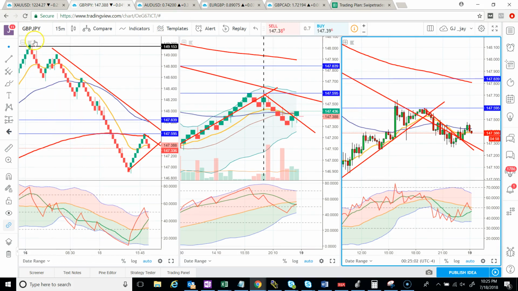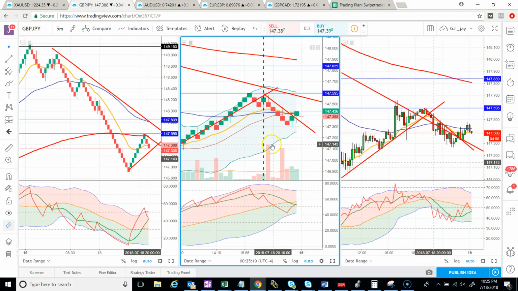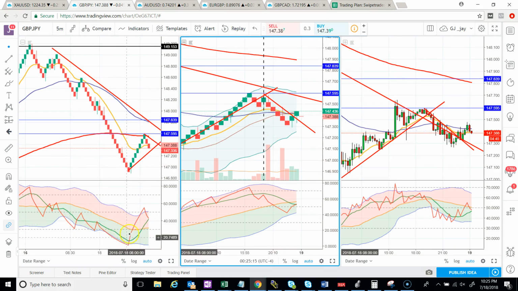So here we have another trade we're looking at, GBP JPY, the Great British Pound and the Japanese Yen. Here we also have the 5-minute. So here we're looking for some upwards momentum. We can already see this coming back up. So I'm going to teach you guys all this stuff if you're new to this.